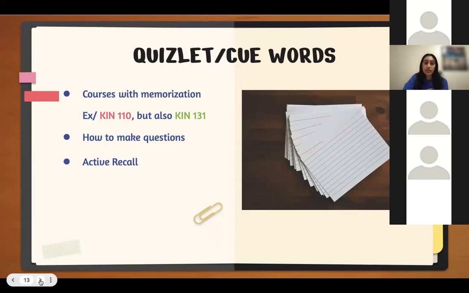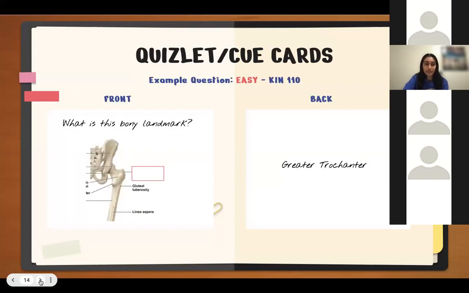This is beneficial as you making the question helps you critically think about course material. Try to make surface level and deep questions. So we'll take a look at some examples. So this would probably fall under the easy category. For example, Kin 110, show a picture of a bony landmark and ask yourself, what is this? And then on the back, have the answer.